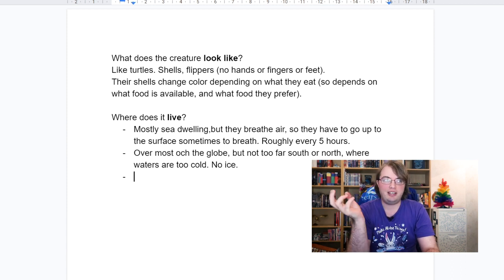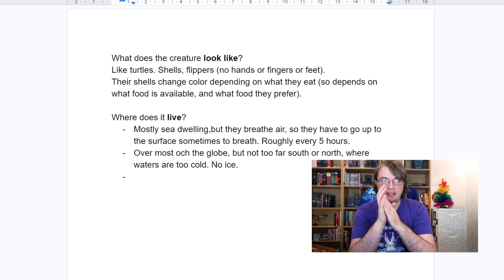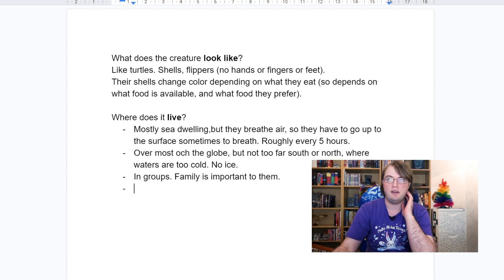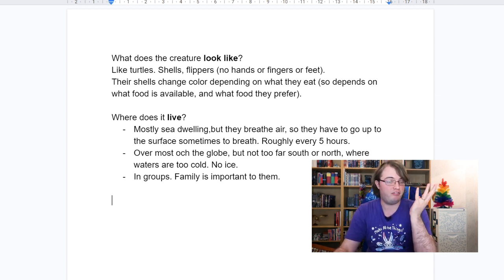What about socially? Do they live as a group, or do they live more solitarily? I'm going to say that they live in groups, and I'm going to say that family and society and things like that are very, very important to them. So they live in groups. Family is important to them. And that is where we're going to leave this question about where they live for now.